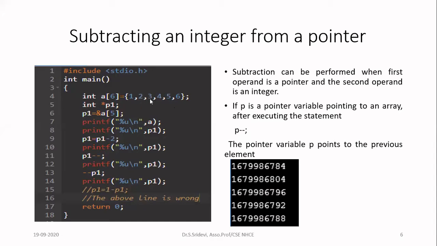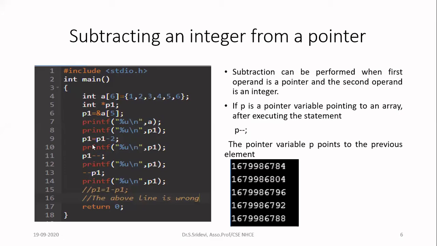Then 3 will be stored at 788 plus 4, which is 792. Then 4 will be stored at 792 plus 4, 796. 5 will be stored at 796 plus 4, 800. Then 6 will be stored at 800 plus 4, 804. That's why in the second printf, I am getting 804.